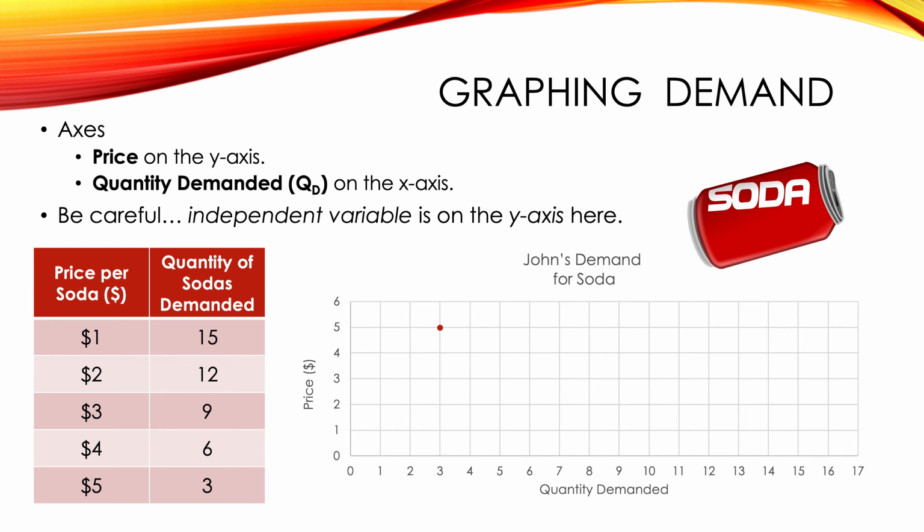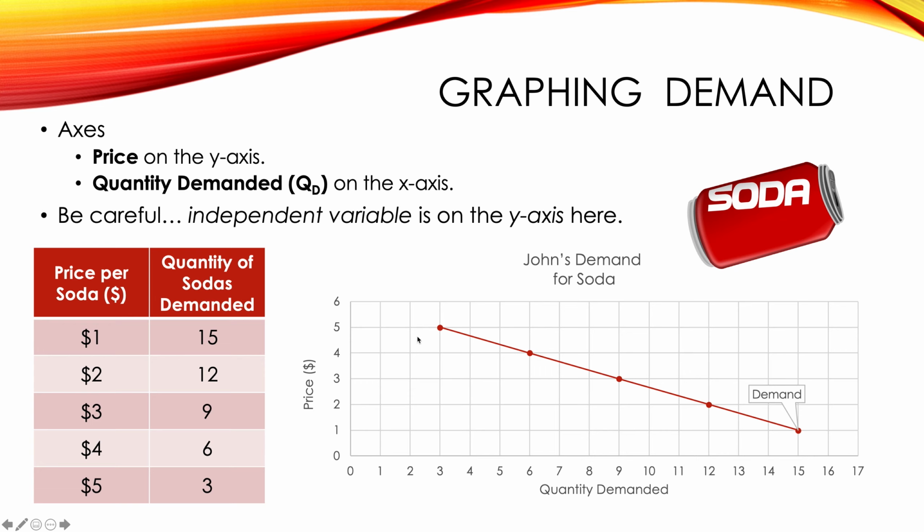When the price of a soda is $5, John only wants 3 sodas. That's this row of information plotted right here. 5 and 3. Now, when the price of a soda is $4 per soda, John wants more sodas. He wants 6 now. And we can just keep plotting all these rows of information. Again, price is $3, he wants 9. $3, 9 sodas. And that's going to give us a relationship that looks like this. It's a downward sloping line. And this is what we call a demand curve. So demand curves are always downward sloping in the real world.